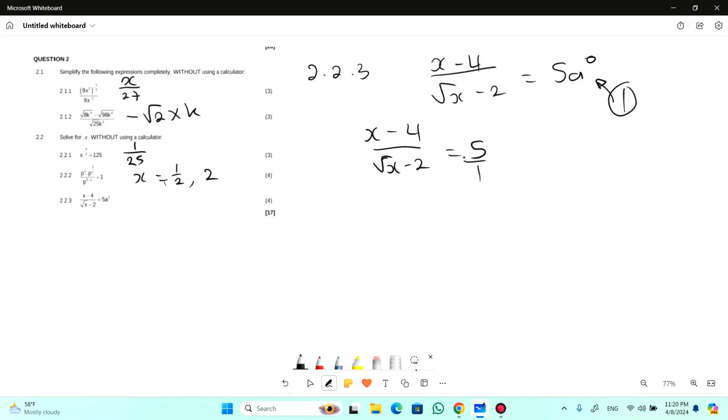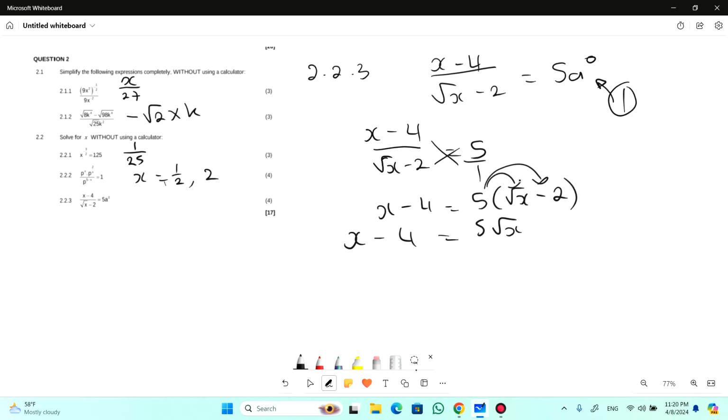So now I can cross multiply. I'll have x minus 4, which is equal to 5 times (square root x minus 2). Therefore here I have x minus 4, which is equal to 5 square root x minus 10. If I transpose the 10 alone, I'll have x plus 6 is equal to 5 root x.